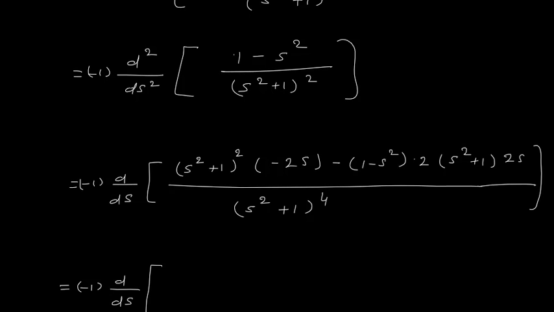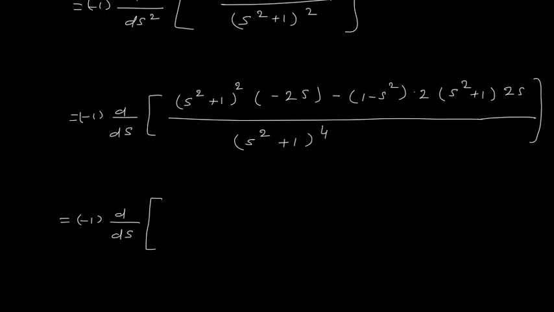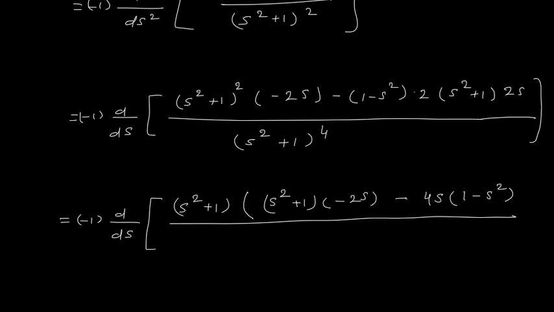So here it is, now s square plus 1 I will take common. s square plus 1 I will take common, and then here inside the bracket I have s square plus 1 into minus 2s, then minus 2 into 2 is 4, 4s into 1 minus s square whole divided by s square plus 1 the whole power 4.